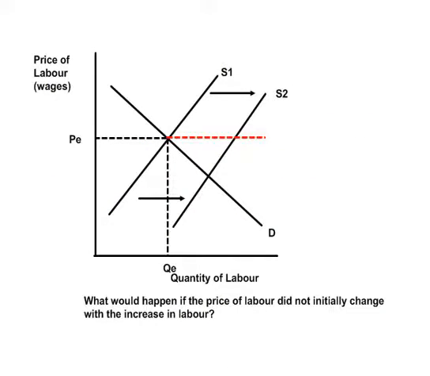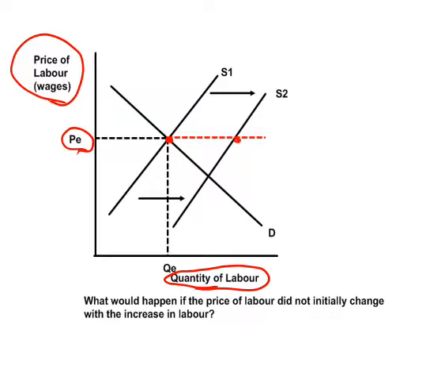If we look at the labor market, we have price of labor, or wages, over here. We've got the quantity of labor over here, and we have the supply increasing from S1 to S2. So we've had immigration happen. Initially the wage equilibrium was there, but now we have an increase in supply and the wages have not yet adjusted. So what would happen if the price of labor did not initially change with the increase of labor? Well, here we've got the equilibrium quantity, but here we've got a new quantity supplied of labor.